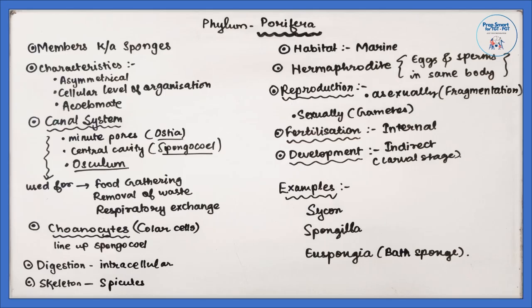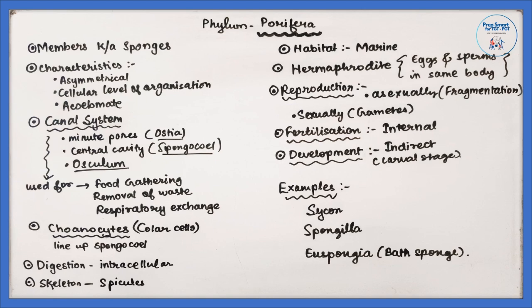So starting it off with the first phylum, that is phylum Porifera. Members are known as sponges. Basic characteristics of the Porifera phylum individuals are asymmetrical body, cellular level of organization, and acoelomate. Poriferans bear a system of interconnected canals through which water circulates, and the system is called the canal system.